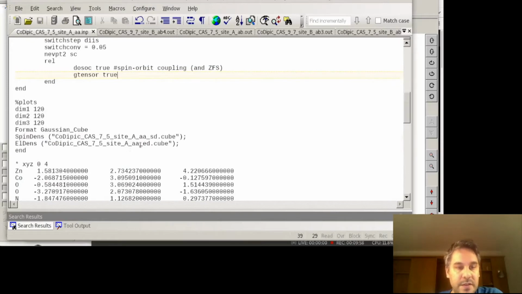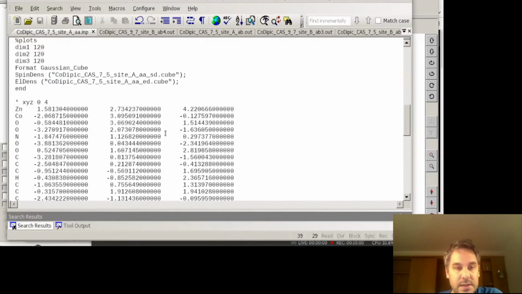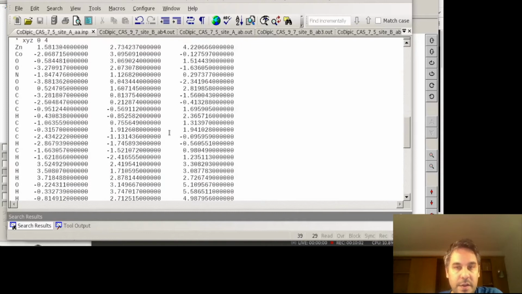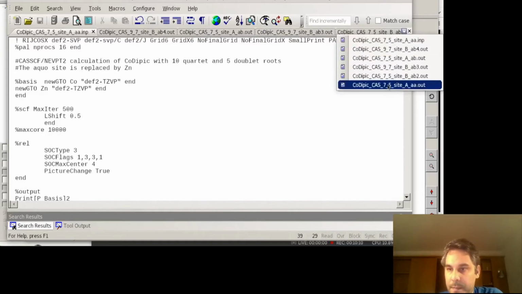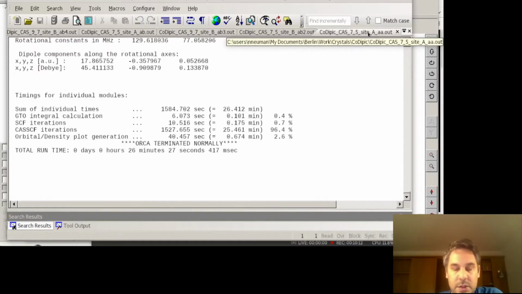Then I'm requesting spin density and electron density. That's something I always do, and there's nothing else to it. This is actually very easy, and I am going to go to the out file because this calculation I already did. It took me 26 minutes.